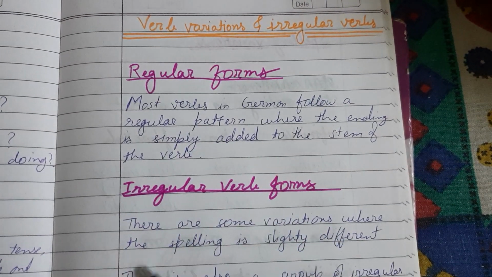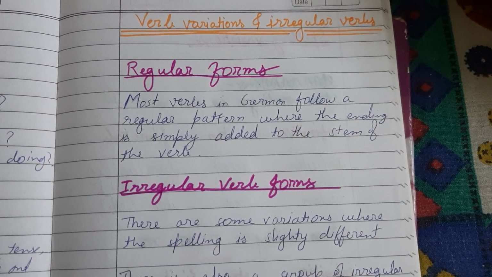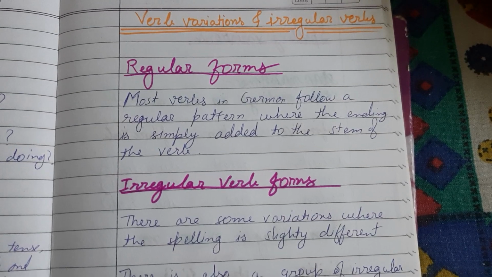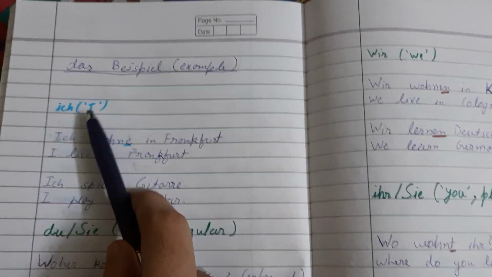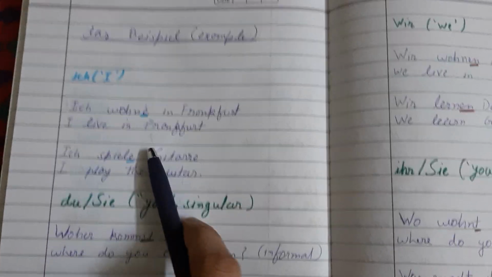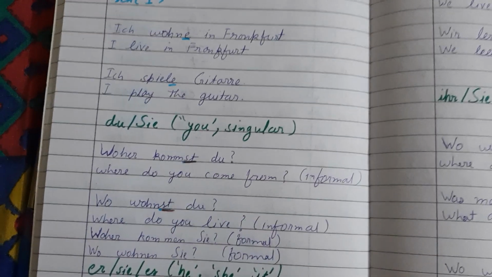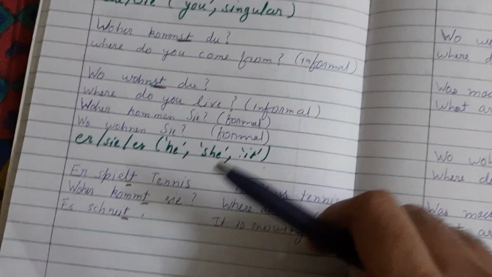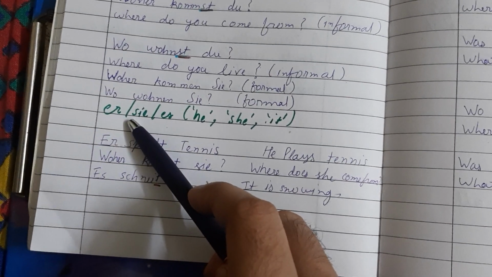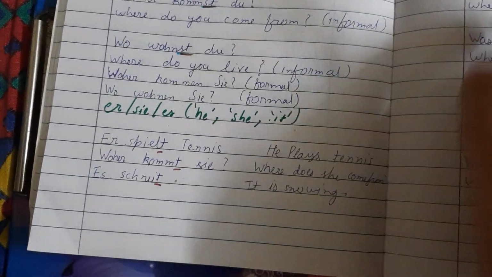Most verbs in German follow a regular verb pattern where the ending is simply added to the stem of the verb. So if we have ich, then we add an e. If we have du, we add st. If we have er, sie, or es, we add t.